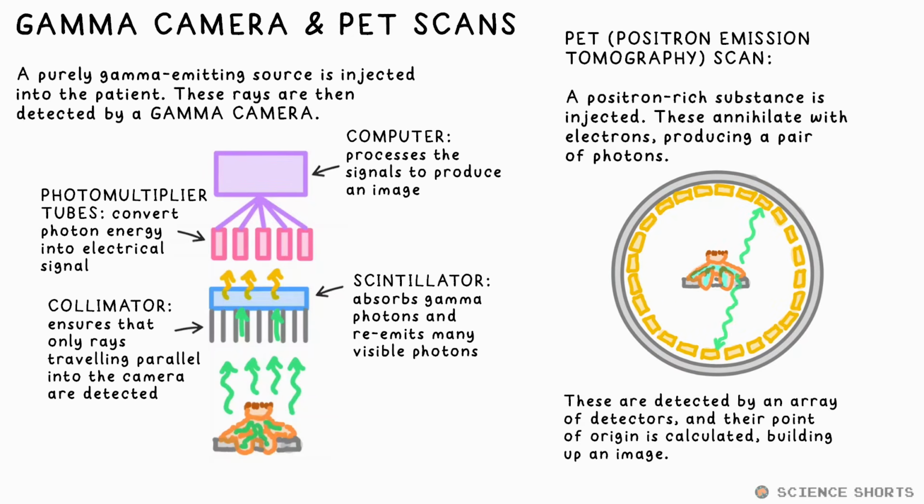Positron emission tomography or PET scans use annihilation. A positron-rich substance is injected into the patient. The positrons very quickly meet electrons and annihilate, producing a pair of gamma photons that travel in opposite directions to the ring of detectors around the patient, and their point of origin is able to be calculated.